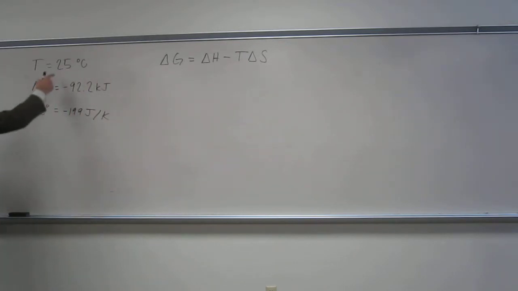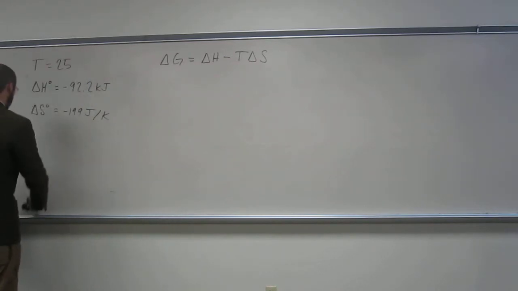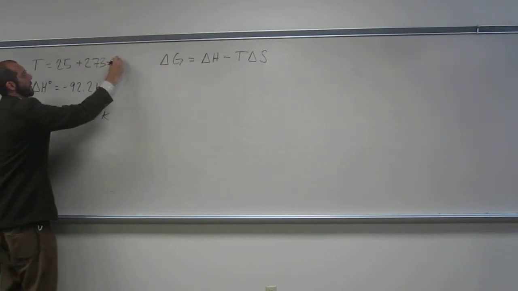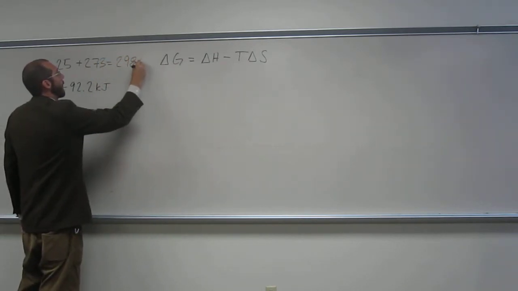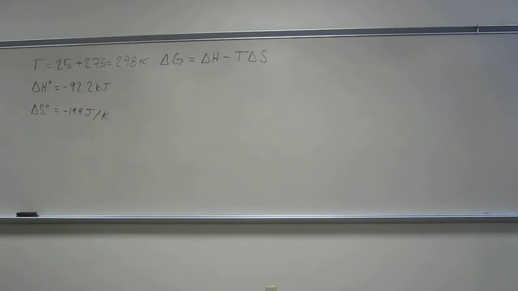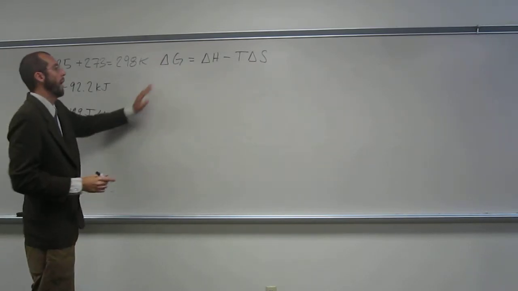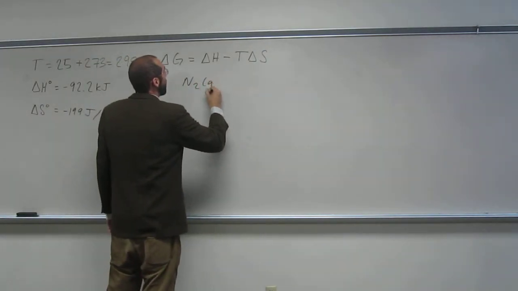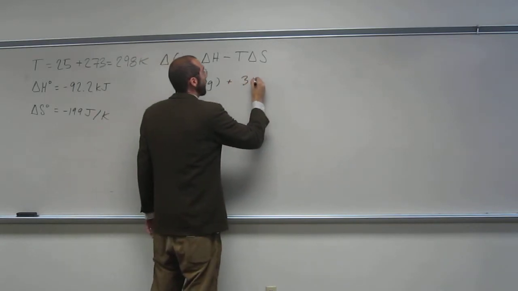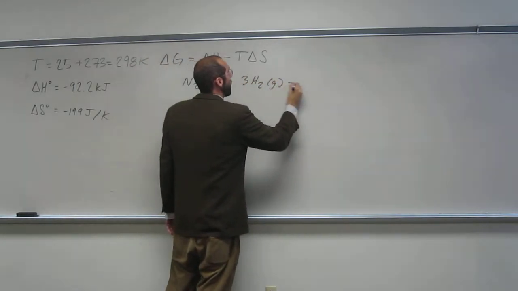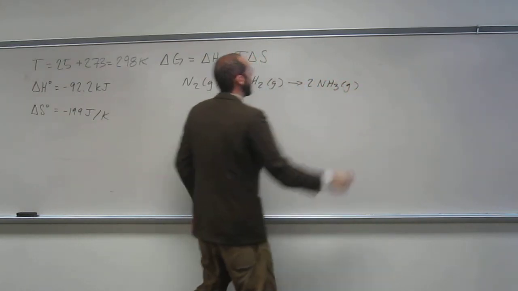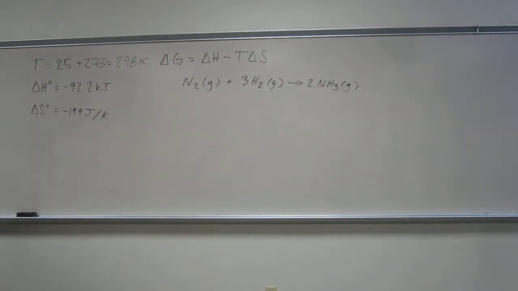Okay? So how do we get from Celsius to Kelvin? 273. So what is this? Good job, guys. 298. Okay. So what are we looking for? Oh, here, let's write down the reaction equation too. So it's N2 gas plus 3H2 gas goes to 2NH3 gas. You didn't need that reaction equation to do this problem, but since they gave it to you, we might as well write it down.